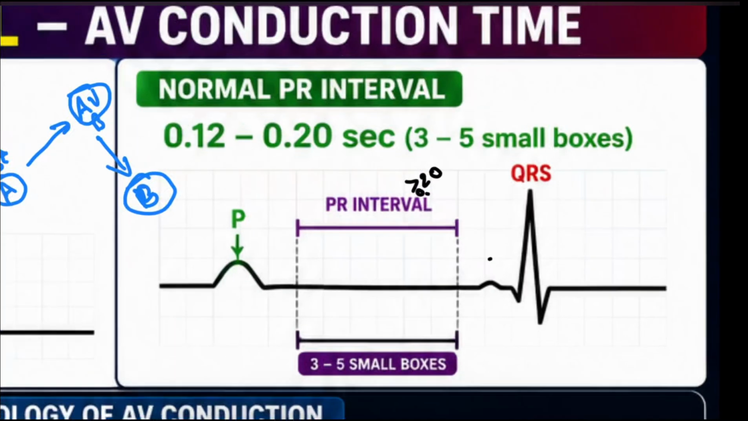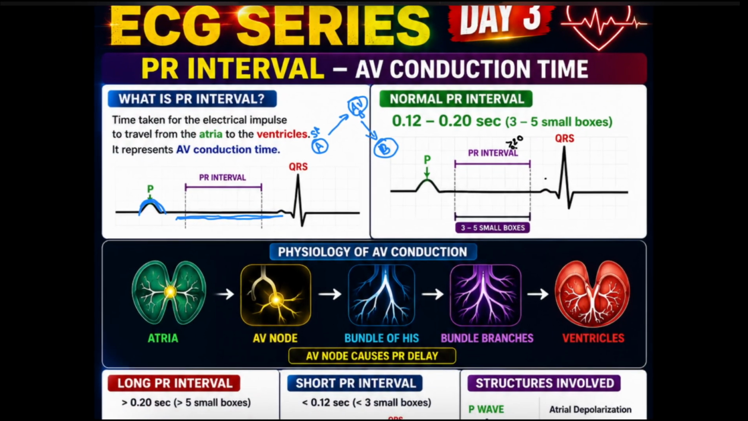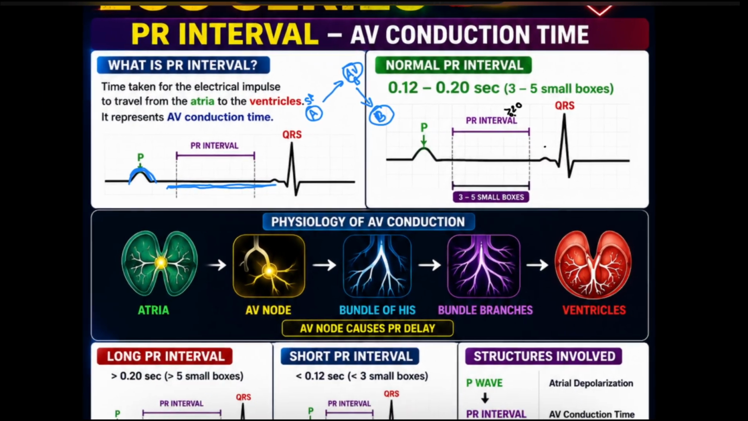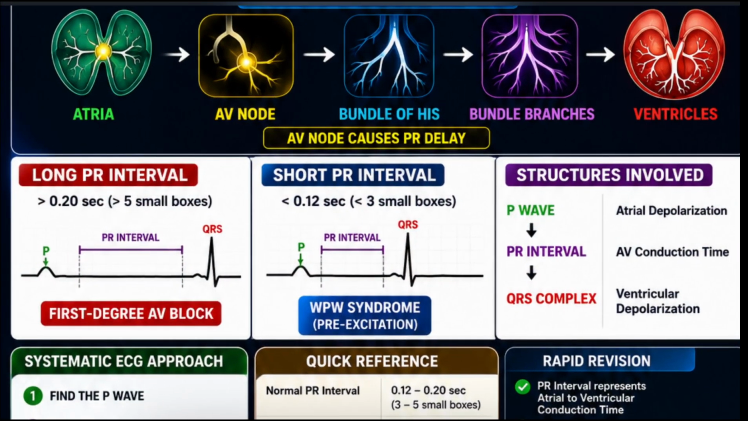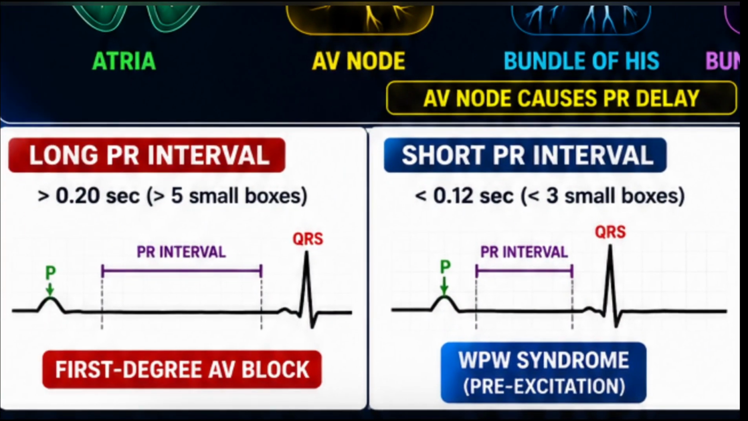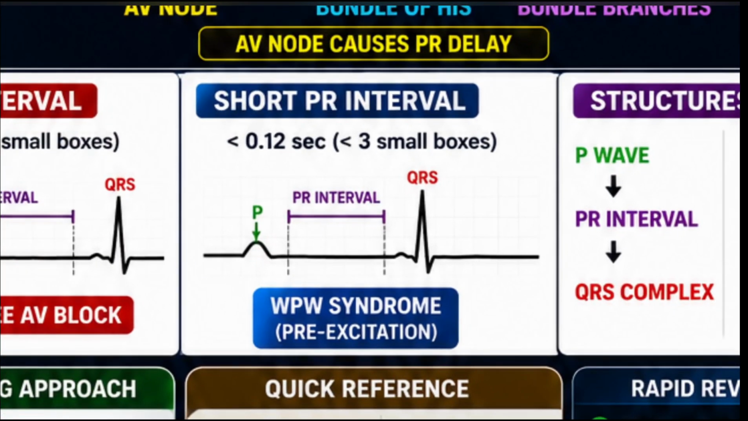Here in first degree AV block, the ECG findings are greater than 0.20 seconds and greater than 5 small boxes. You can see this is first degree AV block. If you see a P wave and a long PR interval, the QRS follows and all impulses still reach the ventricle. The only problem is that the conduction is slow.